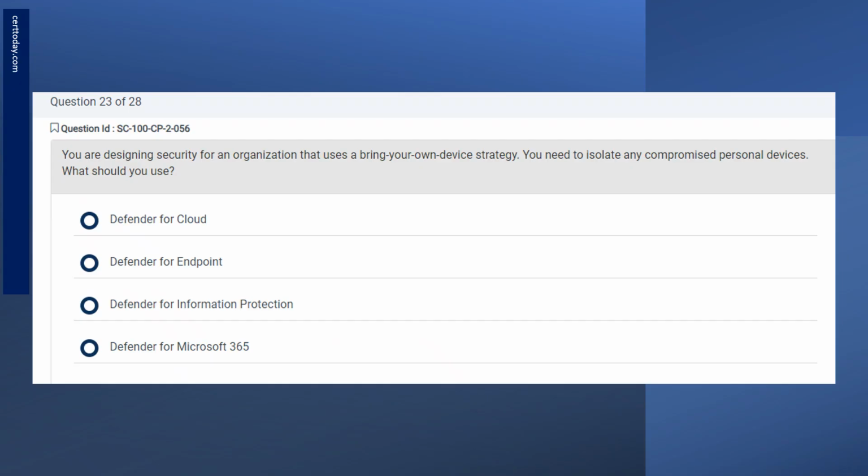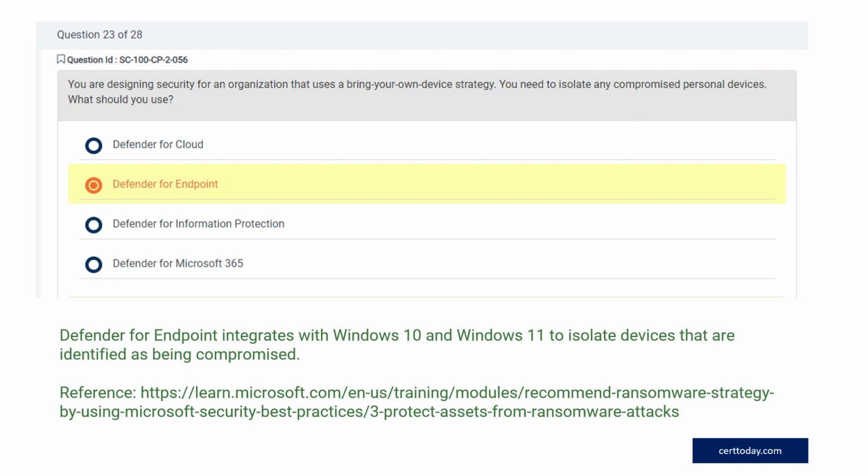Question 23. You are designing security for an organization that uses a bring your own device strategy. You need to isolate any compromised personal device. What should you use? A. Defender for cloud. B. Defender for endpoint. C. Defender for information protection. D. Defender for Microsoft 365. Defender for endpoint integrates with Windows 10 and Windows 11 to isolate devices that are identified as being compromised.